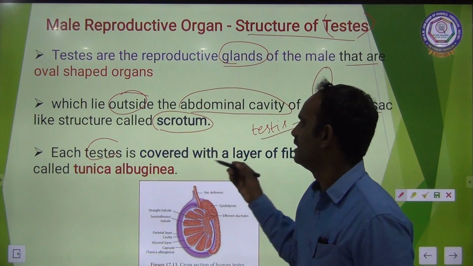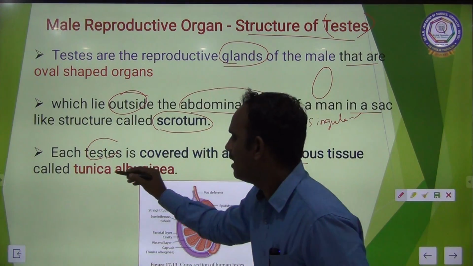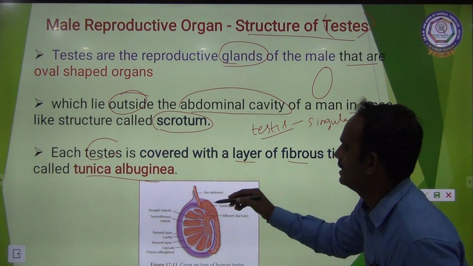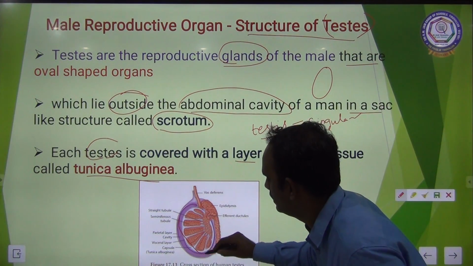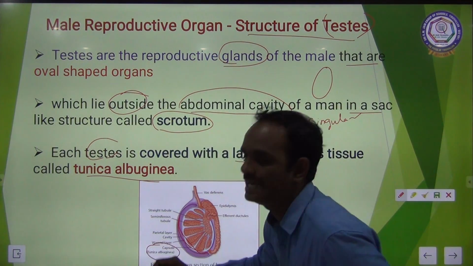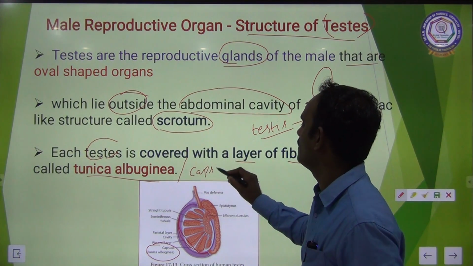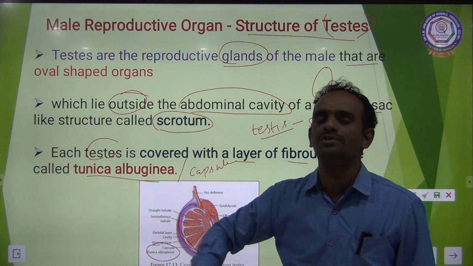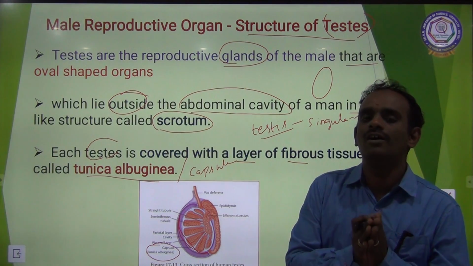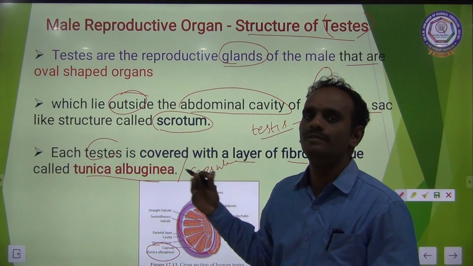Each testis is covered with a layer of fibrous tissue called tunica albuginea. See the picture of the testis. It is covered by a layer of fibrous tissue called tunica albuginea. Another name for this is the capsule. A capsule is nothing but the outer coating, the outer covering. So the outer covering of the testis is called tunica albuginea. Clear, children? Shall we move on to the next one?